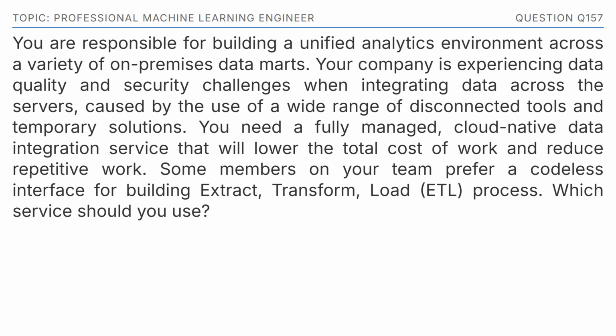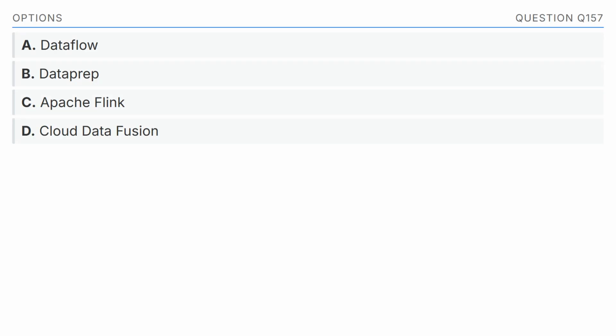You need a fully managed, cloud-native data integration service that will lower the total cost of work and reduce repetitive work. Some members on your team prefer a codeless interface for building extract, transform, load, ETL, process. Which service should you use? The options are: Option A, Dataflow. Option B, Dataprep. Option C, Apache Flink. Option D, Cloud Data Fusion.